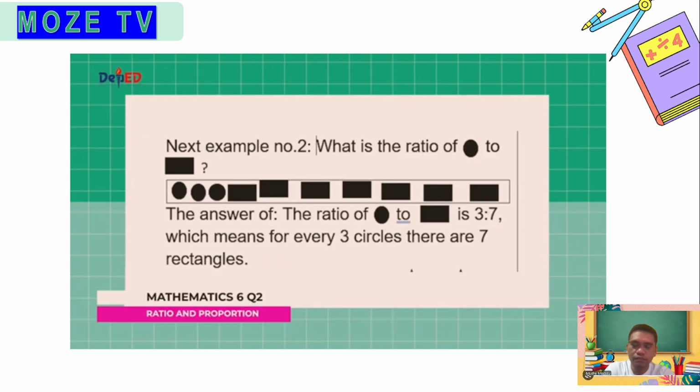Okay, next. At the bottom of your notebook, please. Example number 2. What is the ratio of circles to squares? So you are going to count first. Count how many circles you see, and then count how many rectangles, and then you are going to find the ratio. So what is the answer? How many circles? 1, 2, 3. How many rectangles? 3, 6, 7. So 3 is to 7. Means that for every 3 circles, there are 7 rectangles.